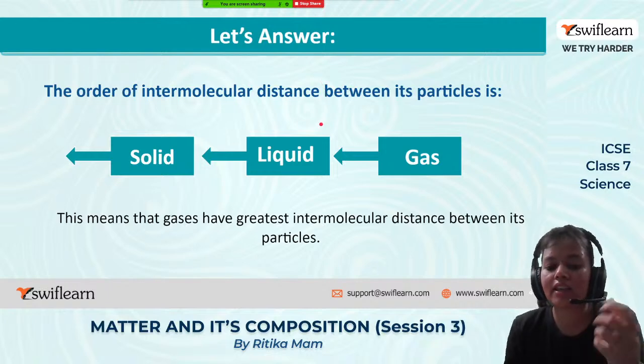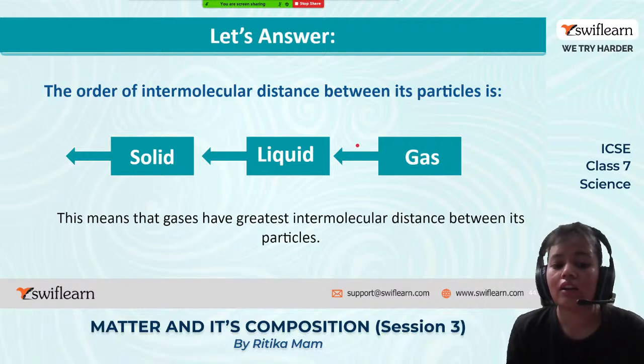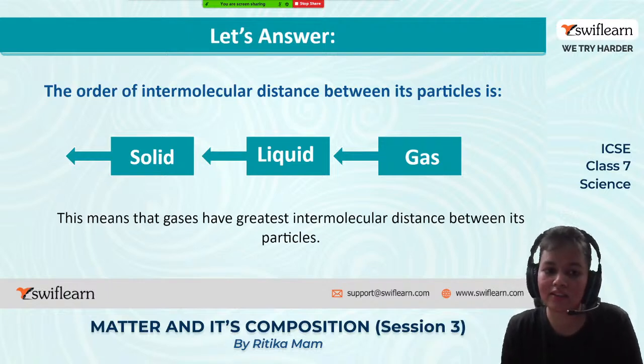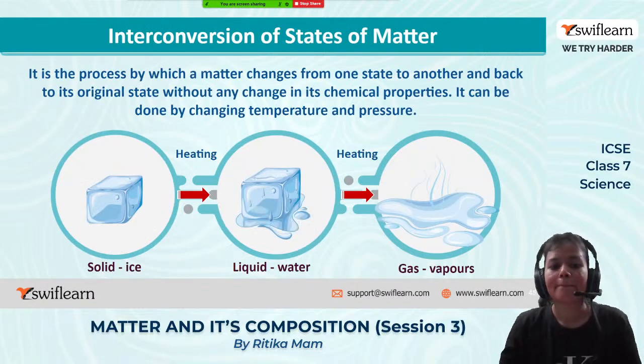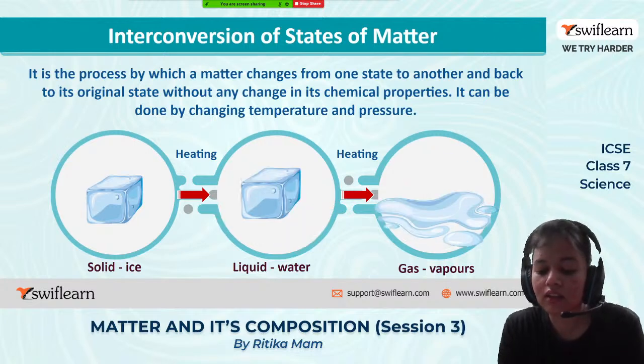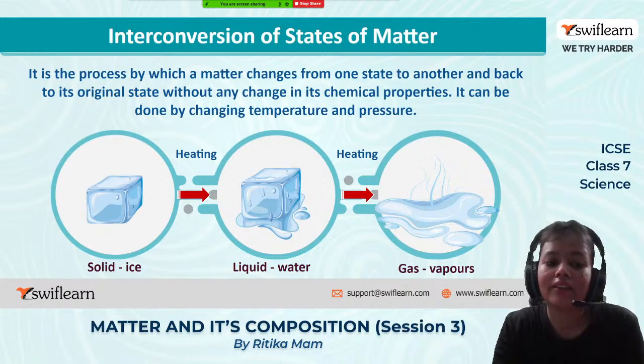So the gases have the greatest intermolecular distance, and therefore the force is very less. The liquids have intermolecular distance a bit less than gases but more than solids, and solids have the least intermolecular distance. Now let's see how the states of matter change from one state to another.